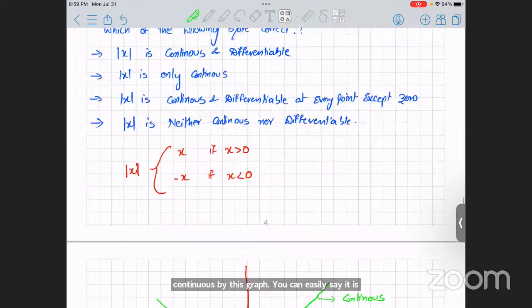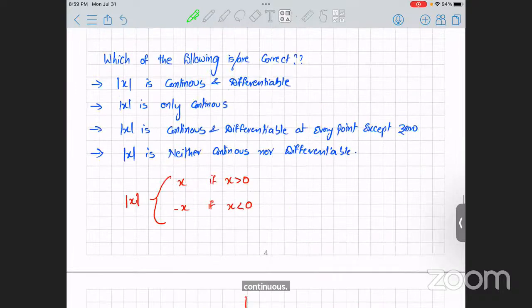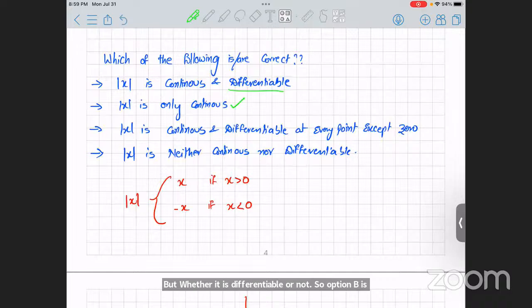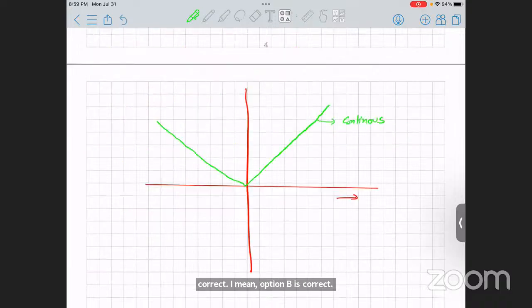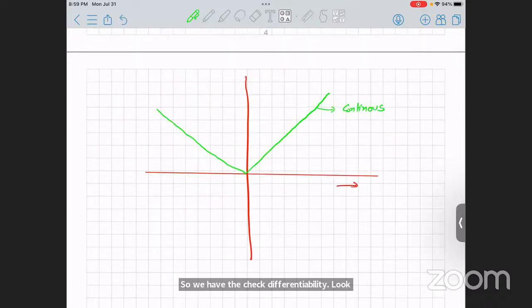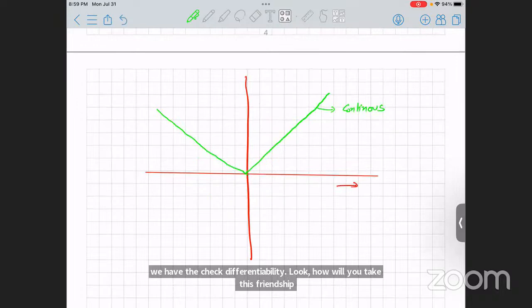But whether it is differentiable or not. So option B is correct. So we have to check differentiability. Look, how will you check differentiability? The point he asked is at 0.